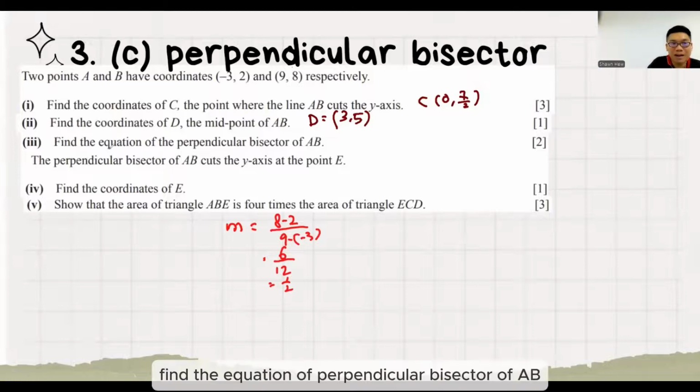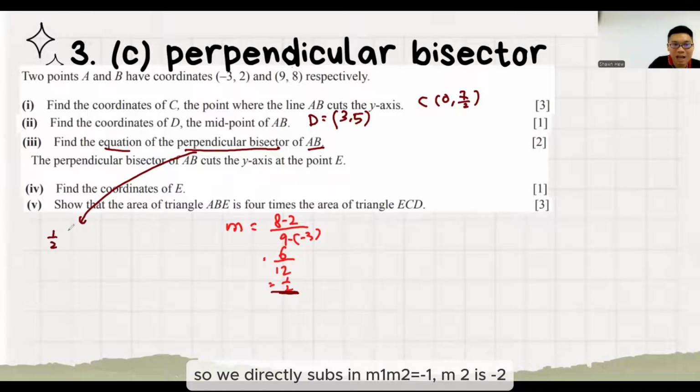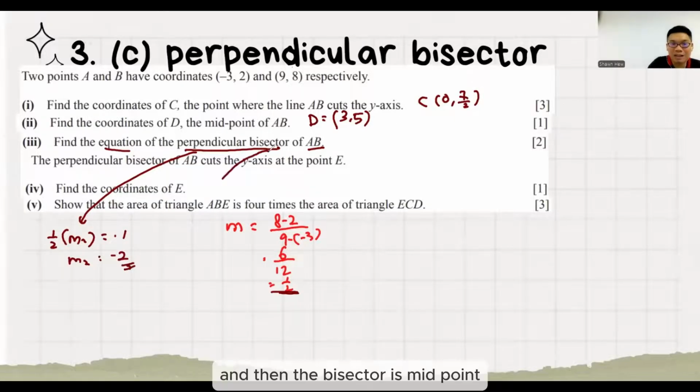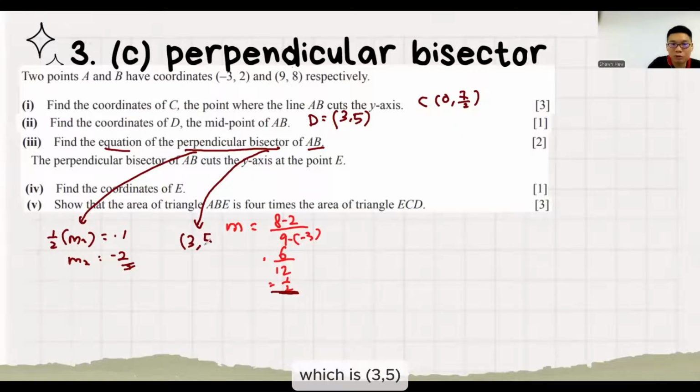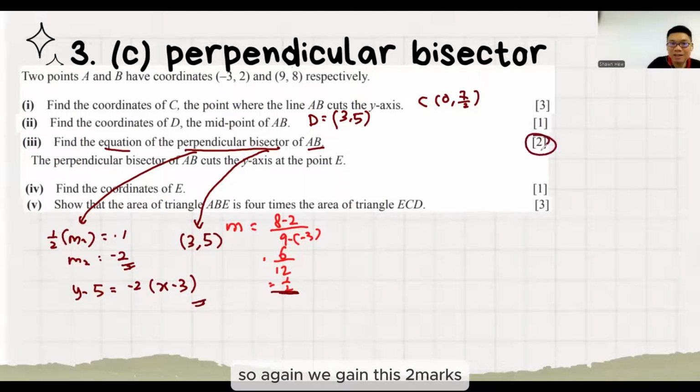Then part 3, find the equation of the perpendicular bisector of AB. Perpendicular means m1 m2 equals to minus 1. We already have AB's gradient, so we directly substitute in m1 m2 equals to minus 1. m2 is minus 2. And then the bisector goes through the midpoint, which is 3, 5. So the equation is y minus y equals to m times x minus x. So again, we gain these 2 marks.